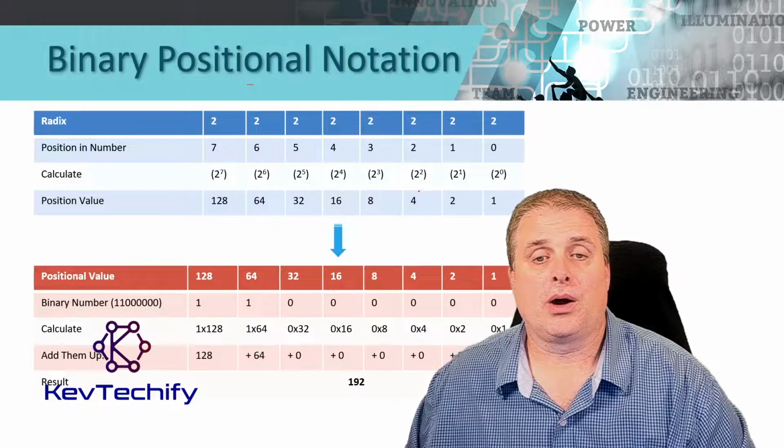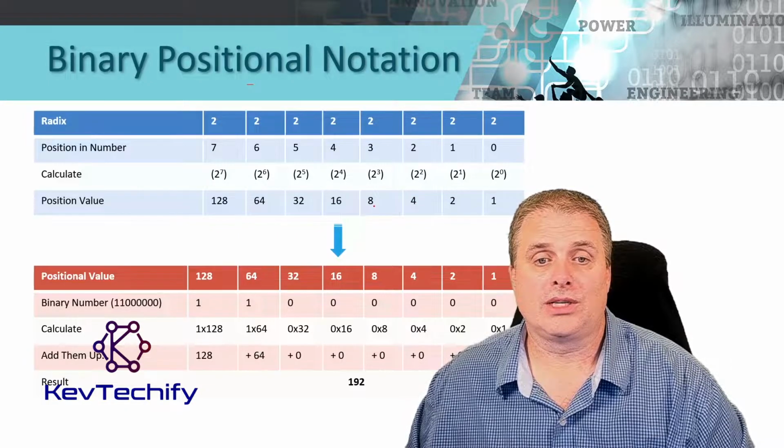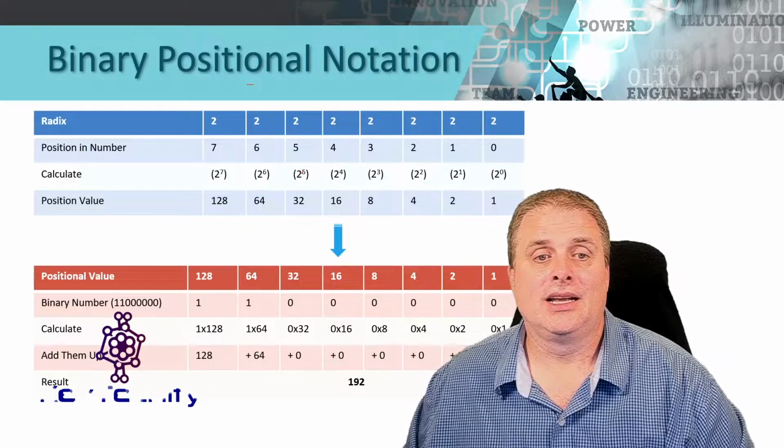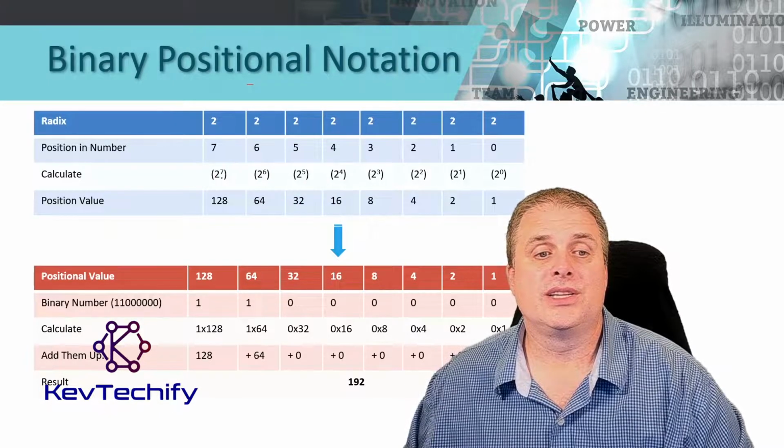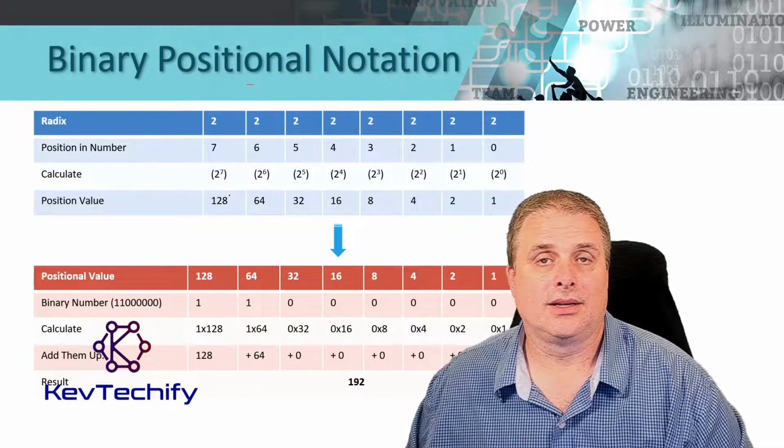2 to the second power is 4. 2 to the third power is 8, 16. 2 to the 5th power is 32. 2 to the 6th power is 64. 2 to the 7th is 128.